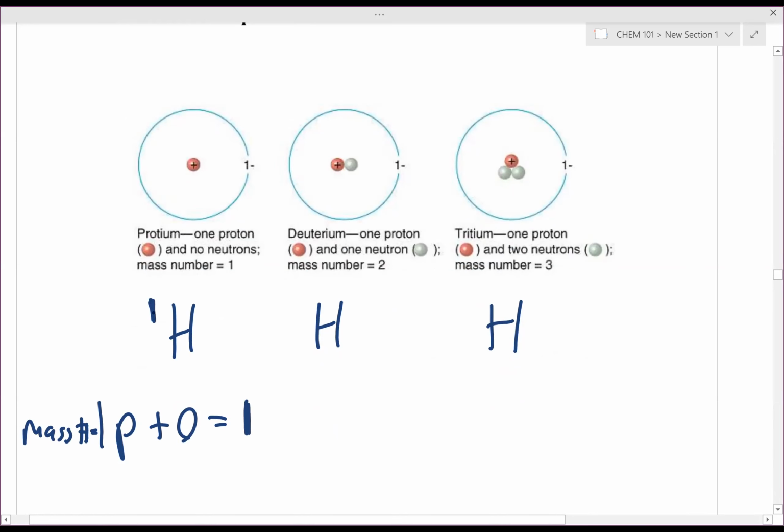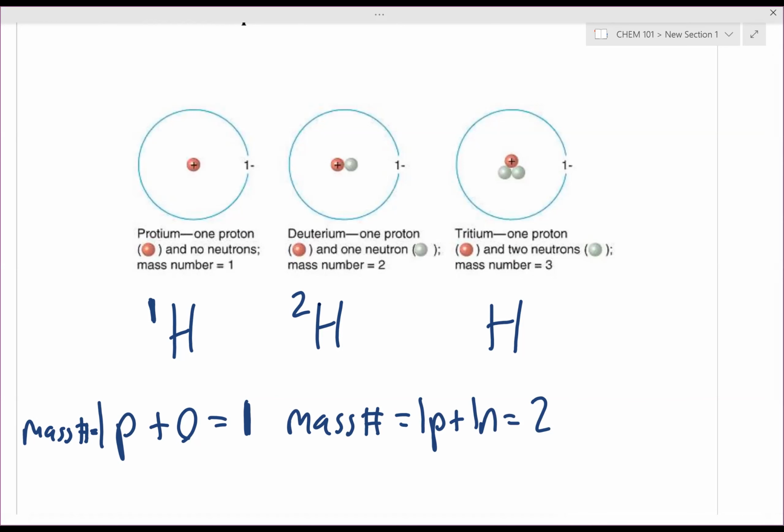Your typical hydrogen nucleus. In the second example, we have 1 proton and 1 neutron. 1 plus 1 gives us 2. So what is our mass number? 2. And for the third example, we see a total of 2 neutrons and 1 proton. So what's our mass number? 3. So these are all isotopes of hydrogen.